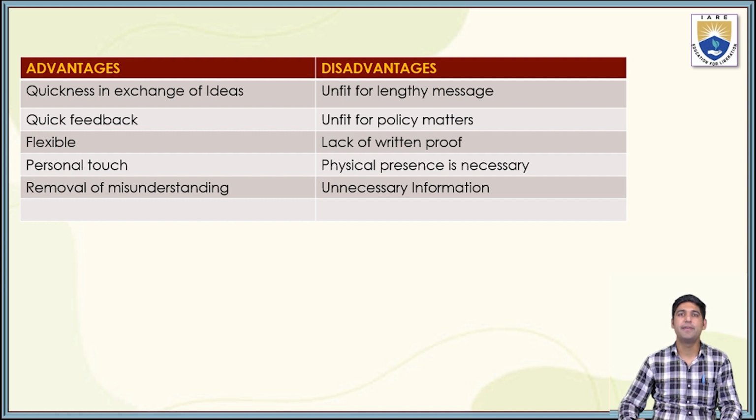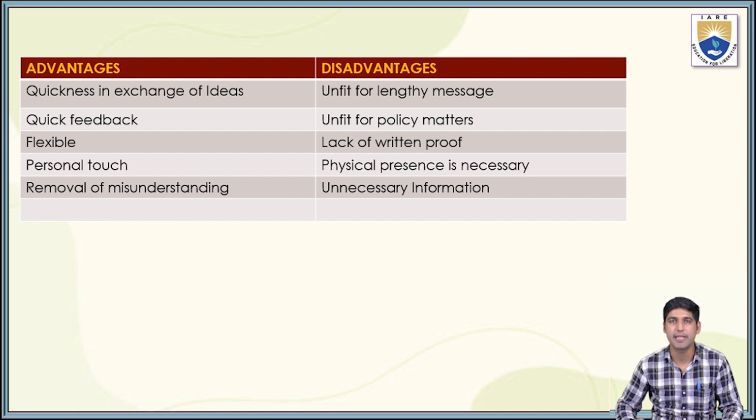When we talk about the advantages of verbal communication, the first advantage is quickness in exchange of ideas. When we are having some face-to-face interaction, there is this quickness in exchange of ideas. Or when we write a letter, there is also quickness in exchange of ideas. There is also quick feedback, and it's flexible at the same time. There is also a personal touch, and we have the least chances of misunderstanding in oral communication.